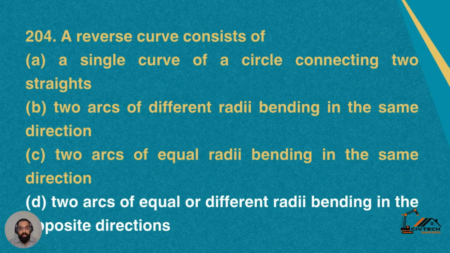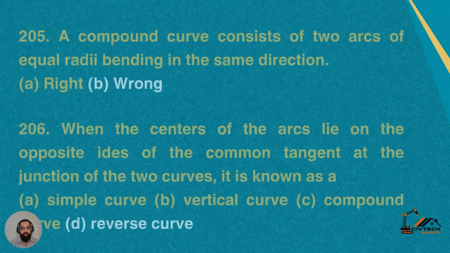204. A reverse curve consists of option A, a single curve of a circle connecting two straights. Option B, two arcs of different radii bending in the same direction. Option C, two arcs of equal radii bending in the same direction. Option D, two arcs of equal or different radii bending in the opposite direction. So for a reverse curve, option D is correct, which is two arcs of equal or different radii bending in the opposite direction.